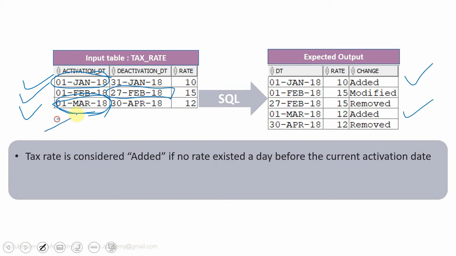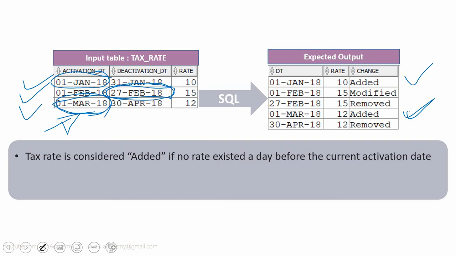The reason I am saying before 1st March there is no rate is that the previous deactivation is actually 27th. That means before 1st March, the last date was 28th February, where there is no rate. That's why I said before 1st March there is no rate. So on 1st March the rate is considered added.